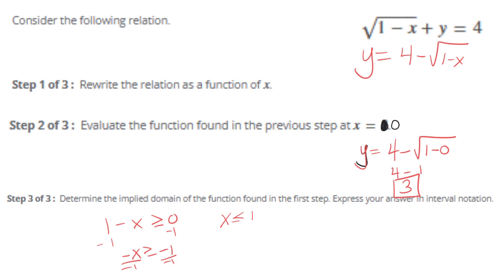All right, so you want x to be smaller than 1. If x is going to be smaller than 1, you want really little numbers. So I'm going to want all the stuff that's down by negative infinity all the way up until I get to 1. It's an or equal to, so I'd put the bracket on there.